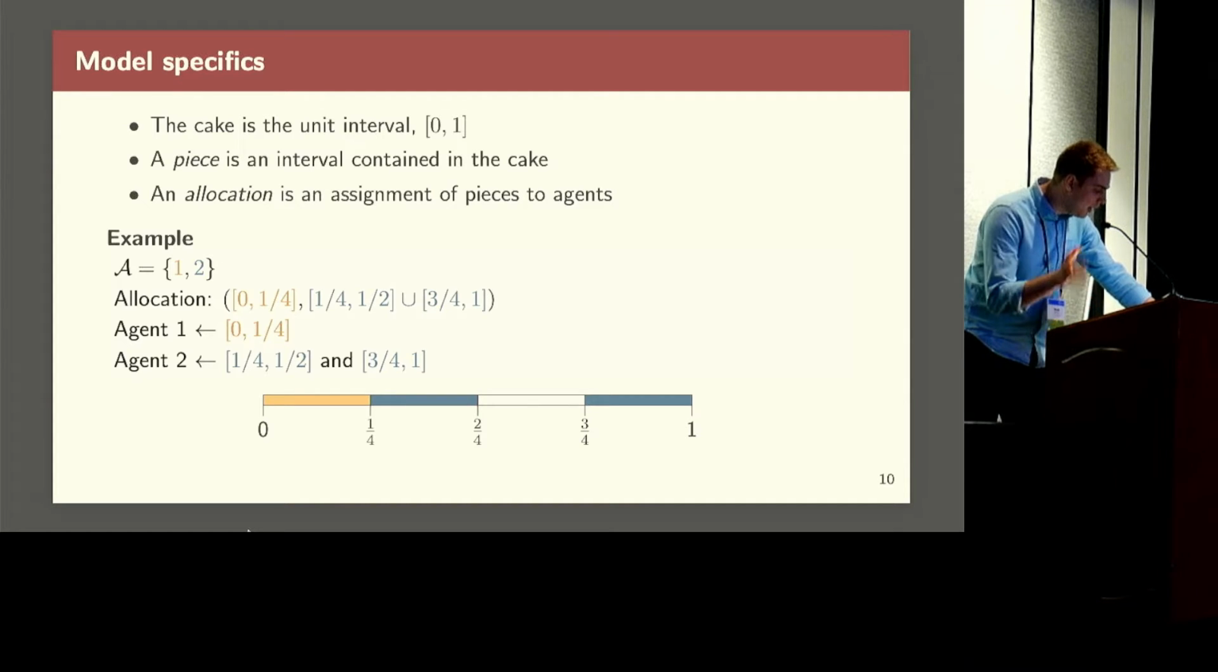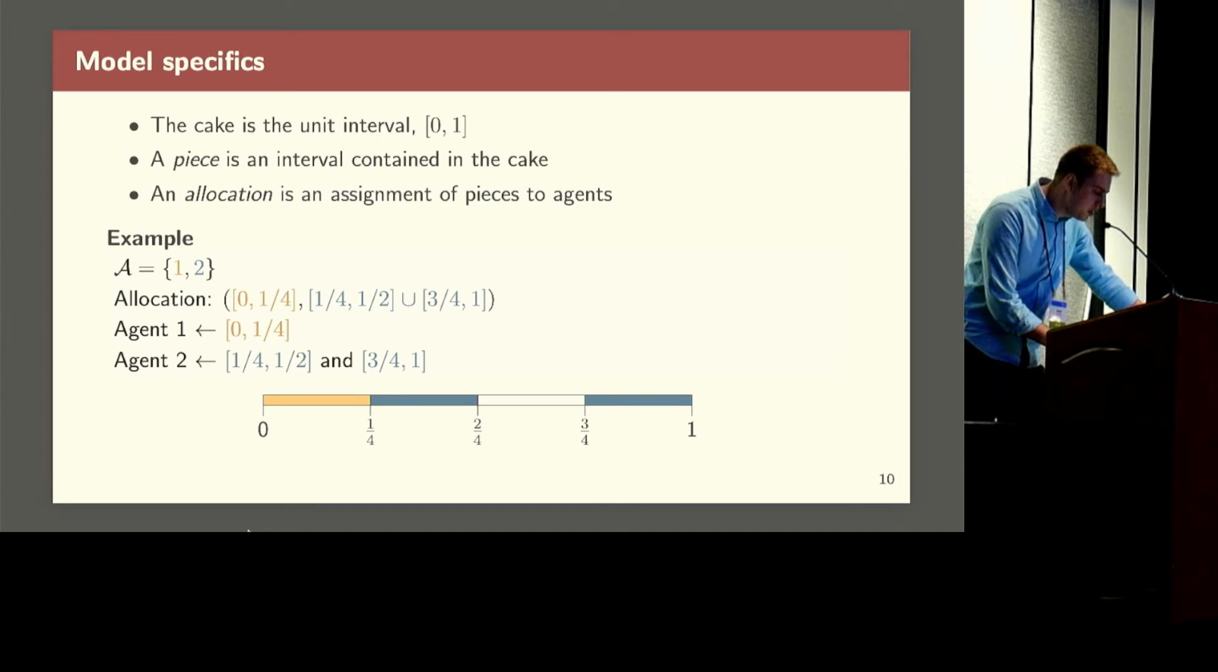Here, agent 1 gets the piece from 0 to a quarter. And agent 2 gets the piece from a quarter to a half, as well as the piece from 3/4 to 1. Note that the whole cake isn't allocated here, and the thing that agent 2 receives isn't even connected. We allow these kinds of solutions.